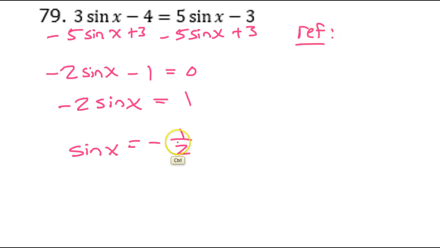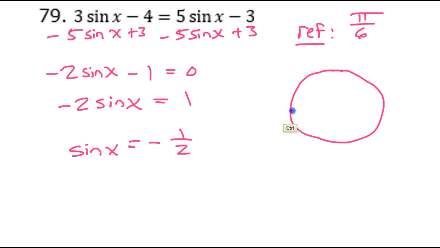So it's time to ask myself what the reference angle is. The sine of what angle is 1/2? Well, that's pi over 6. But we want negative 1/2. So where is the sine function negative? Okay, so we know that the sine function is negative in the third quadrant and in the fourth quadrant.